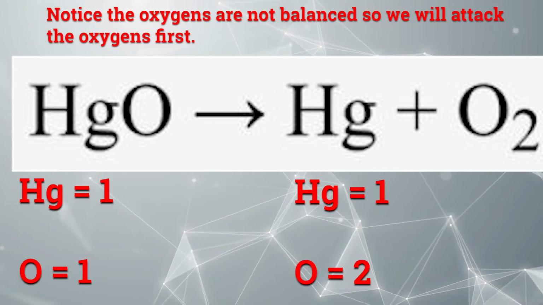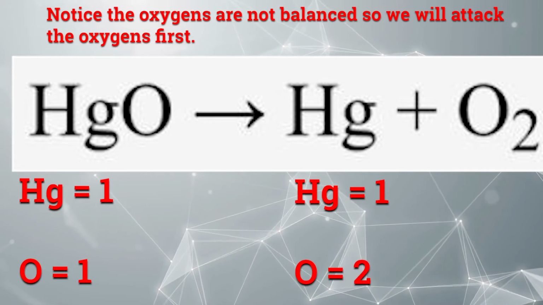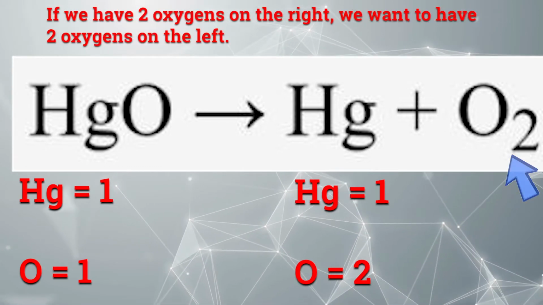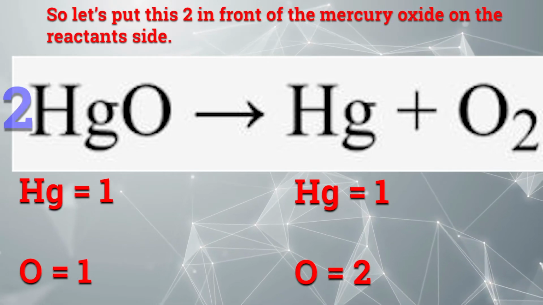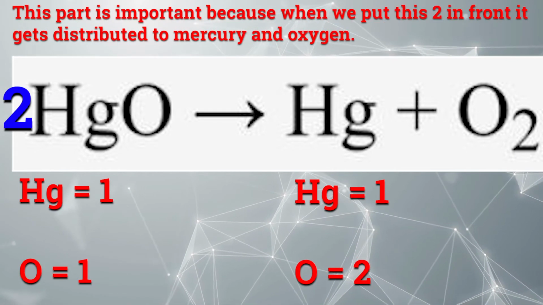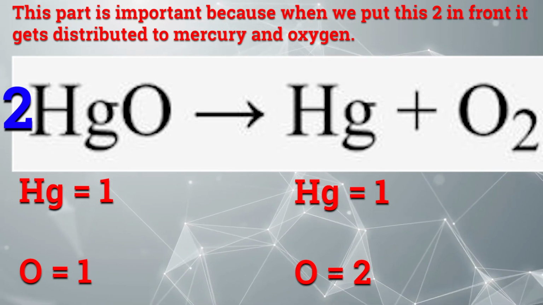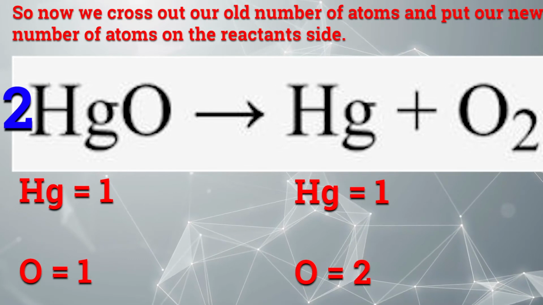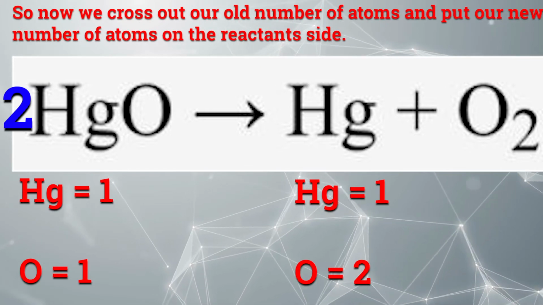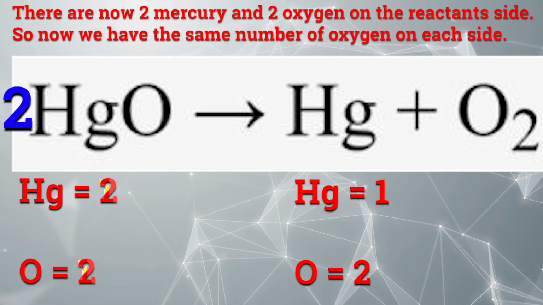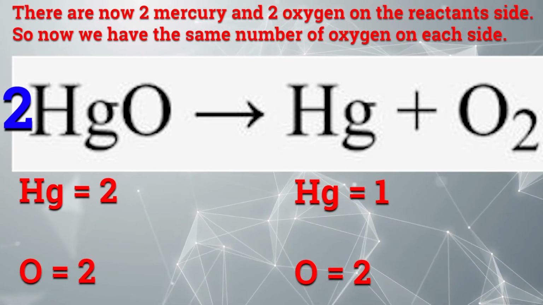Notice the oxygens are not balanced, so we will attack the oxygens first. If we have 2 oxygens on the right, we want to have 2 oxygens on the left. So let's put this 2 in front of the mercury oxide on the reactant side. This part is important because when we put this 2 in front, it gets distributed to mercury and oxygen. So now we cross out our old number of atoms and put our new number of atoms on the reactant side. There are now 2 mercury and 2 oxygen on the reactant side.